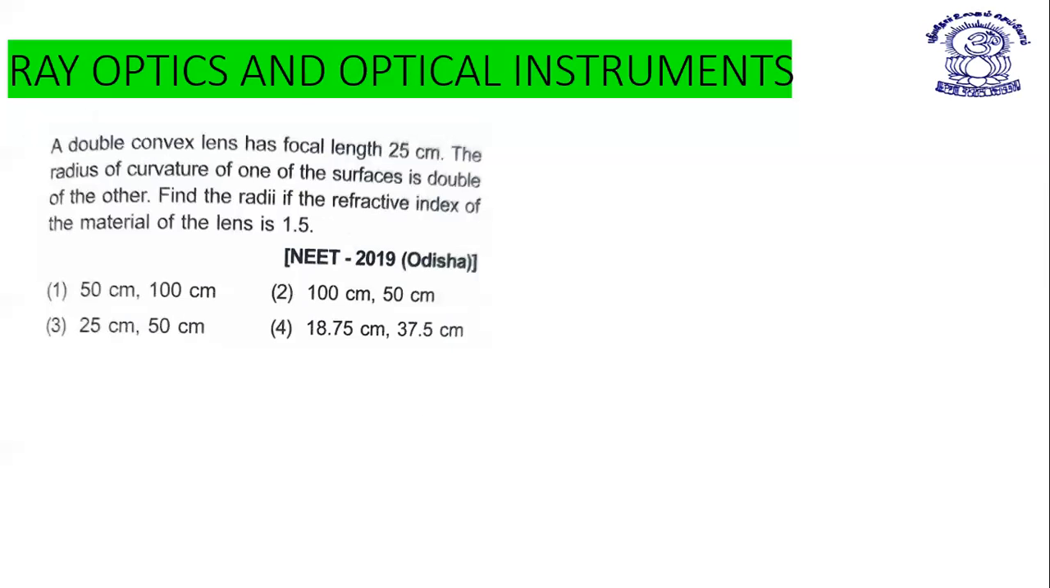This question was asked in NEET 2019 again. A double convex lens has focal length 25 centimeter. The radius of curvature of one of the surfaces is double of the other. Find the radii if refractive index of material of lens is 1.5.